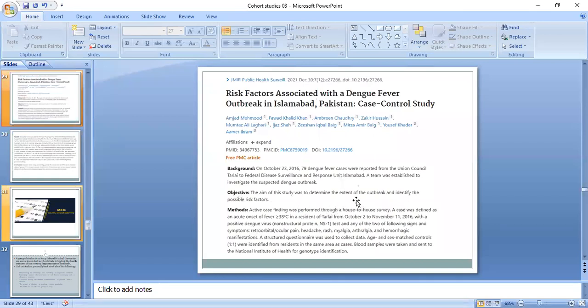A case was defined as acute onset of fever greater than 38 degrees centigrade in a resident of Tarlai from October 2nd to November 11, 2016, with a positive dengue virus NS1 (non-structural protein) test, and any two of the following signs and symptoms: retro-orbital or ocular pain, headache, rash, myalgia, arthralgia, and hemorrhagic manifestation. A structured questionnaire was used to collect data. Age and sex matched controls, 1:1, were identified from residents in the same area as cases. Blood samples were taken and sent to the National Institute of Health for genotype identification.